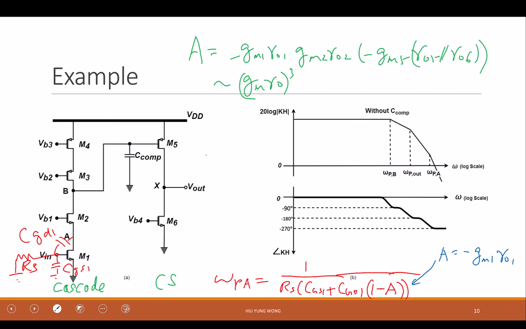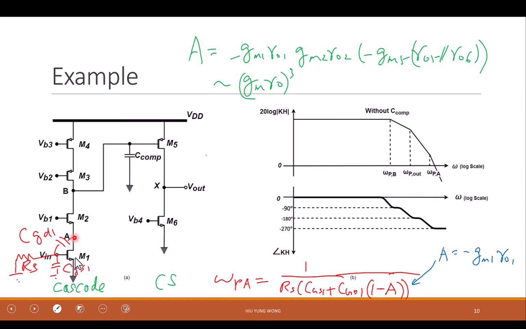Now maybe go back to you. You say that it's negative GM1 RO1. Is it correct? Why do you say that this is GM1 RO1? Everything needs a reason. The reason cannot be because I don't know, so I guess, right? Because you think this is common source. From where to where is common source? From Vin to A is a common source amplifier for sure, right? Because input is gate, output is drain, right? If I treat this as gain, right?